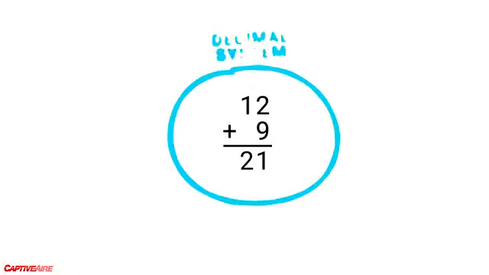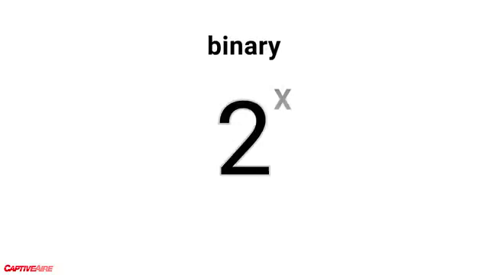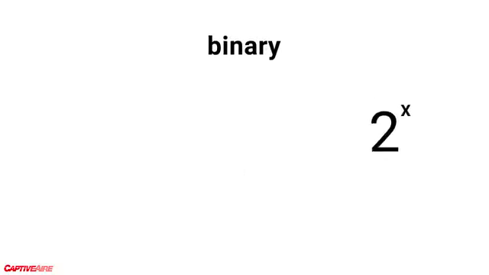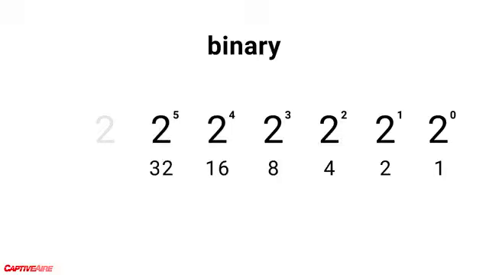So we're all used to this decimal or base 10 system, but in order to be efficient, computers have to use a different system, the binary system. This system uses the number 2 as its base, raised to some power. So for example, 2 to the power of 0 is 1, 2 to the power of 1 is 2, 2 squared is 4, 2 cubed is 8, and so on. Every number gets twice as large as we keep increasing the exponent.